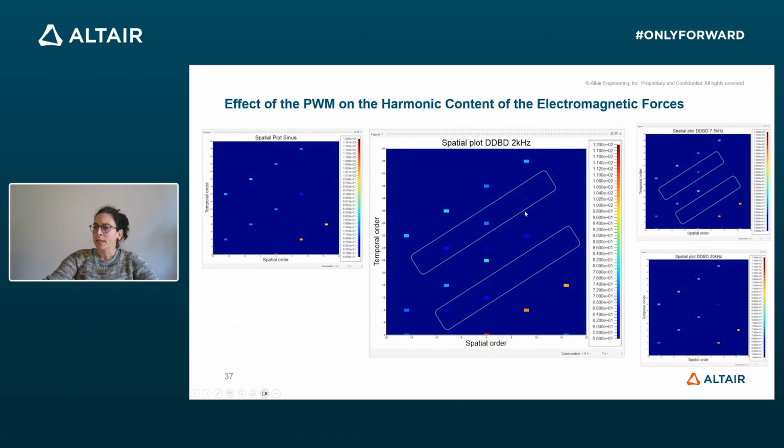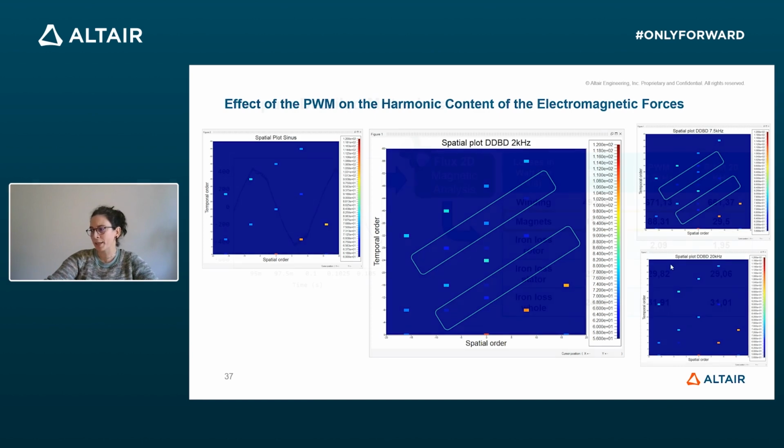In fact, some harmonics can show up within a certain frequency range. As you can see, we don't have it in the average behavior, but we have it at 2 kilohertz and 5.5, 7.5 kilohertz, not at 20 kilohertz.